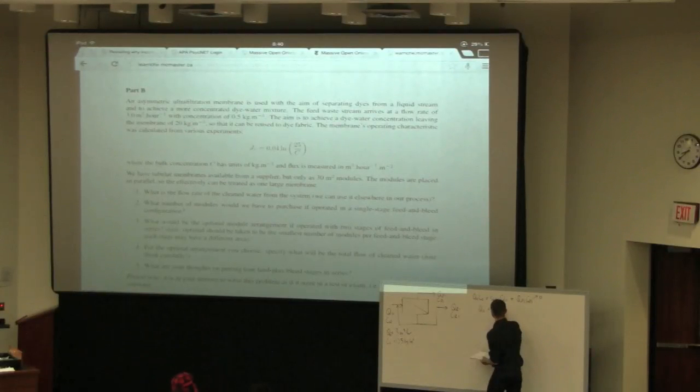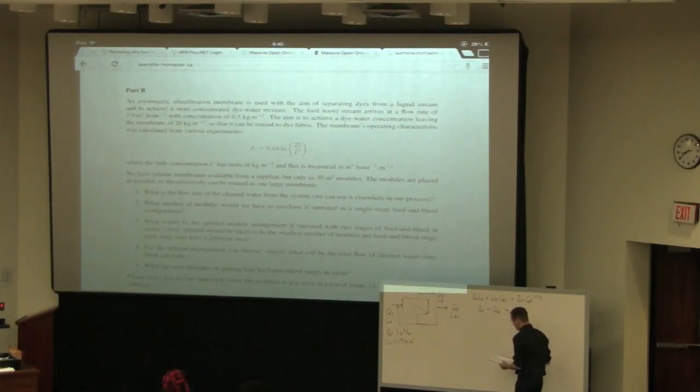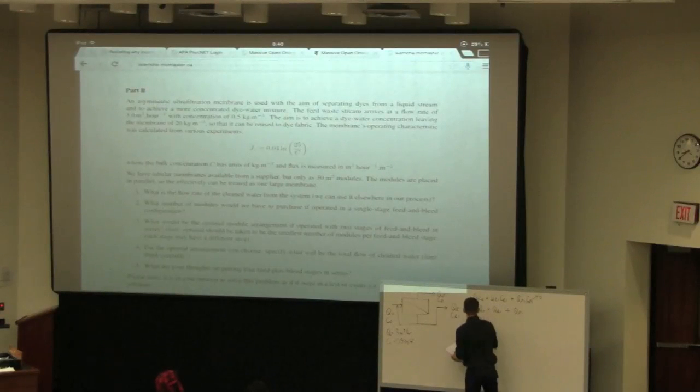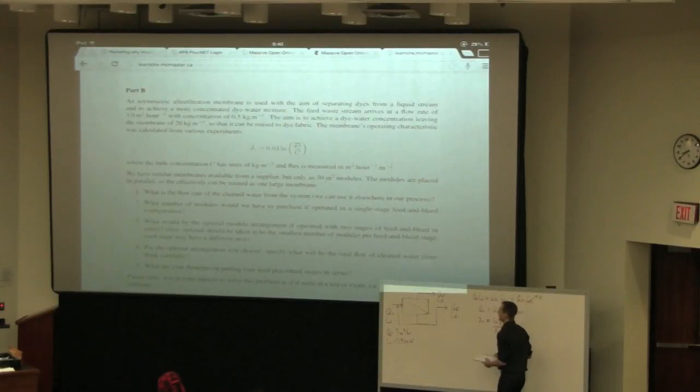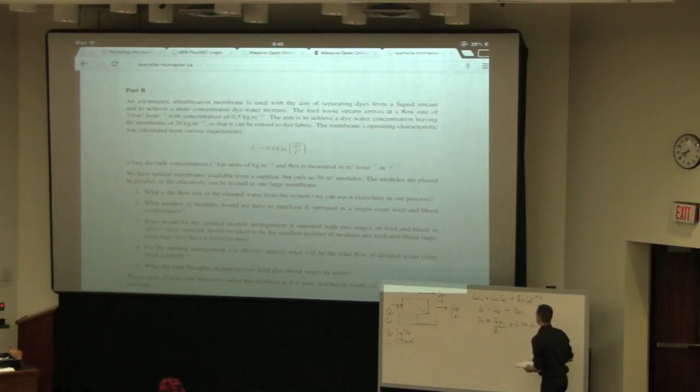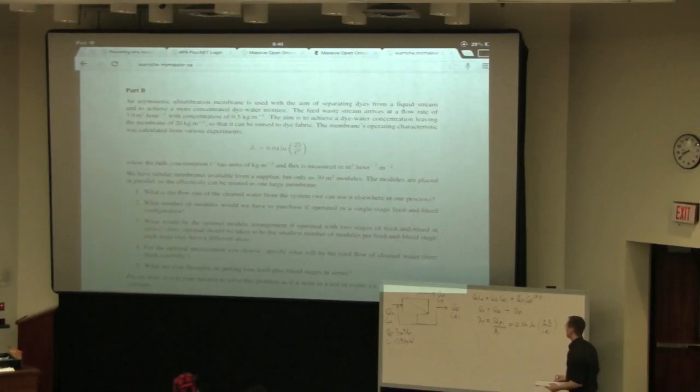Our volumetric balance: Q0 is equal to QR1, the retentate flow, plus the permeate flow. And this equation for JV, the volumetric flux, that refers to the permeate flow, so QP1 divided by the area of the total number of modules, is equal to 0.04 log of 25 divided by C, where C refers to CR1 in this case, making the assumption that the retentate is the bulk concentration. These concepts are comfortable now. So rearranging those, we can then solve.